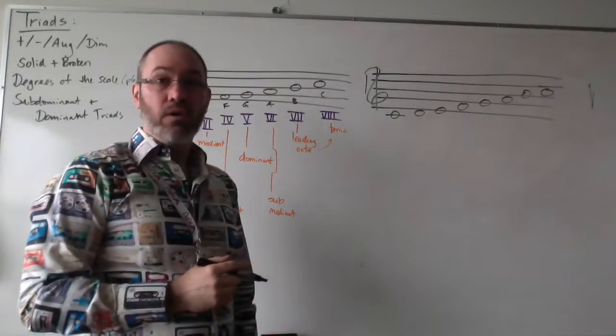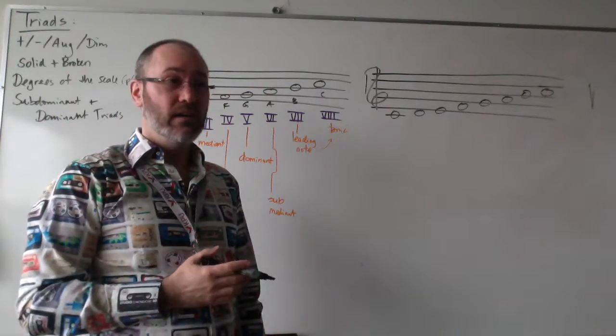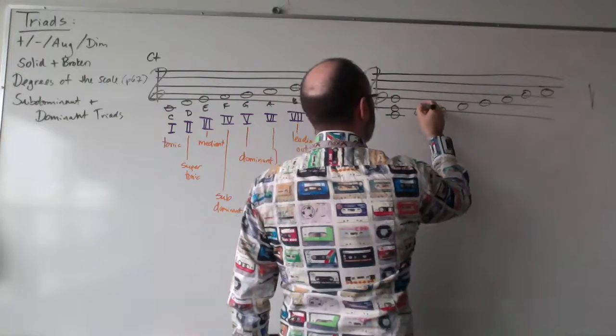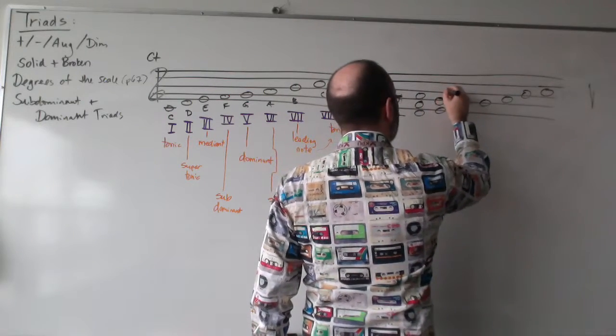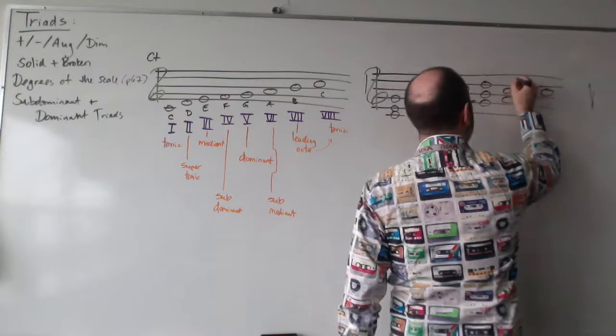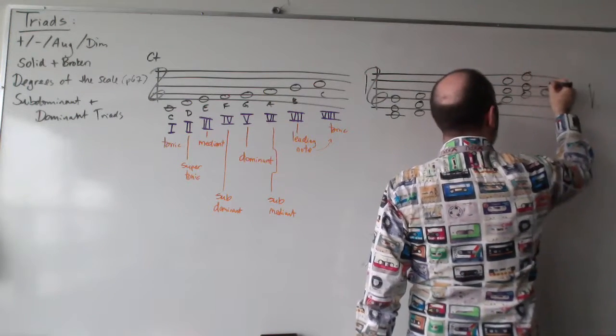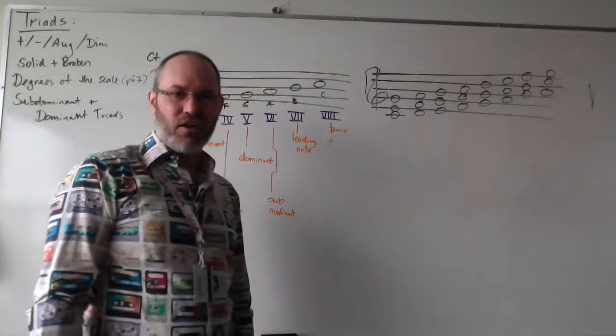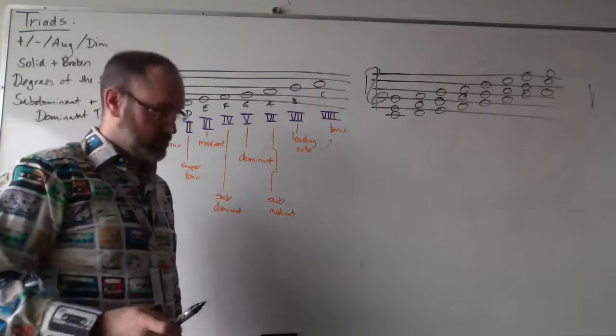So now, we can make a triad on every degree of the scale. Snowman, snowman, snowman, snowman, snowman, snowman, snowman, snow lady. Right, girls? Because time's up.